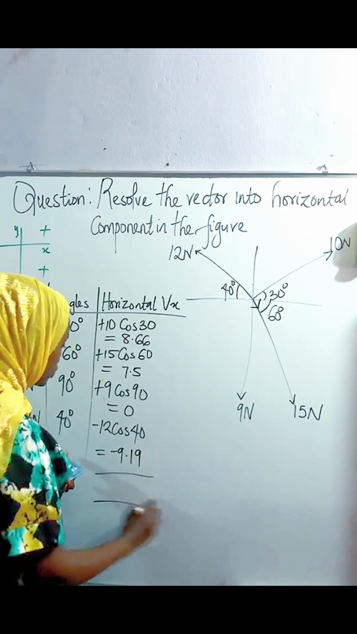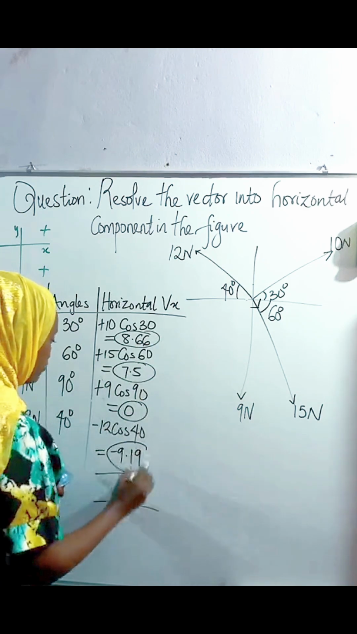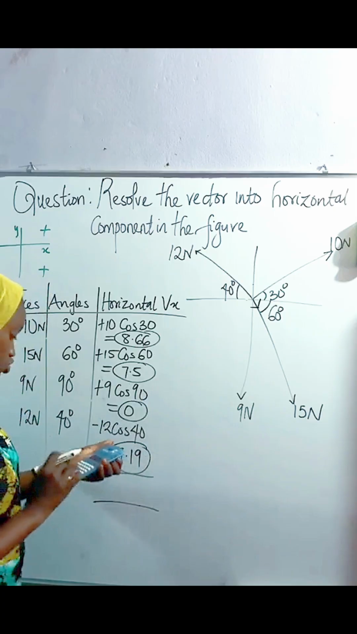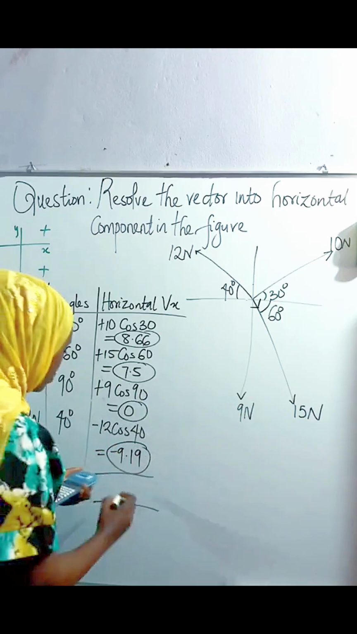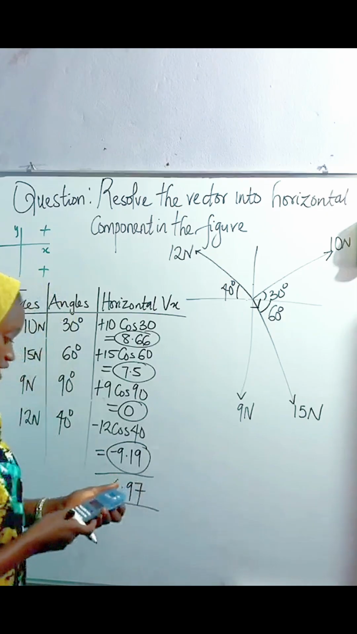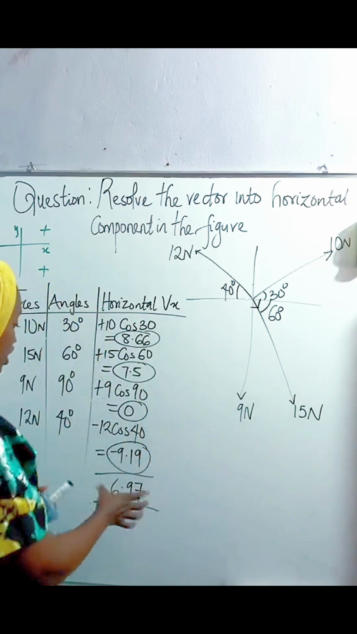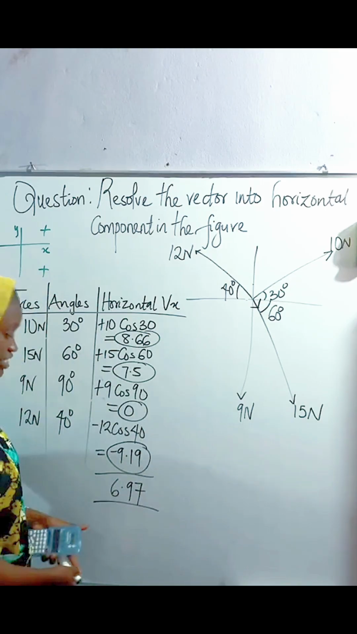All we need to do now is to add up all the answers we have here. We have 4 answers here. So we punch the calculator and see our value as 6.97 as our final answer. After resolving this vector into the horizontal component, we have 6.97 as the final answer.